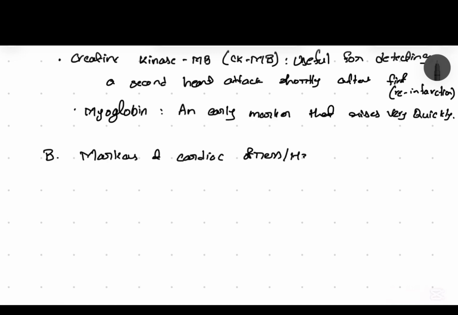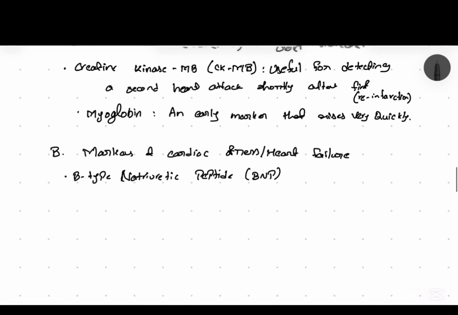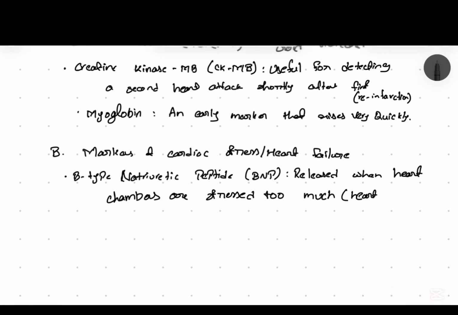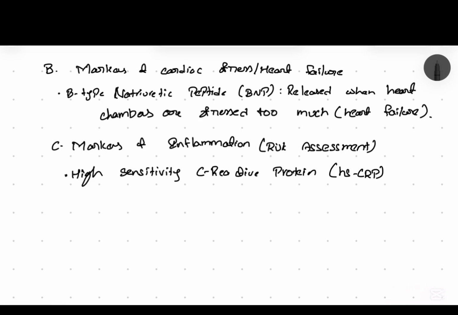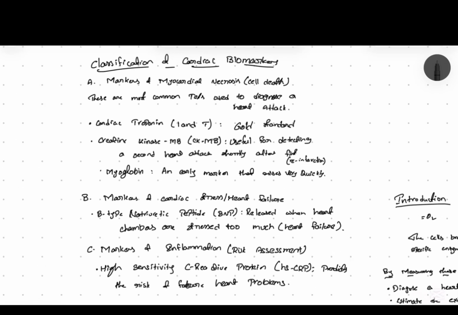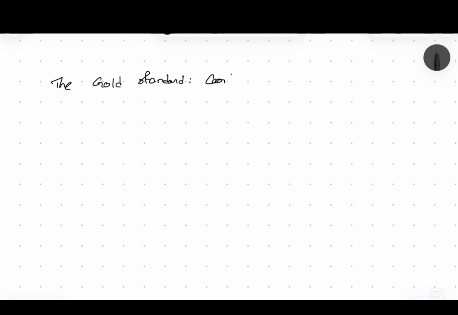Category B, markers of cardiac stress or heart failure. This includes B-type natriuretic peptide, or BNP, which is released when the heart chambers are stretched excessively due to fluid overload. Category C, markers of inflammation for risk assessment. This category includes high-sensitivity C-reactive protein, or hsCRP, which is used to predict the risk of future cardiovascular events.